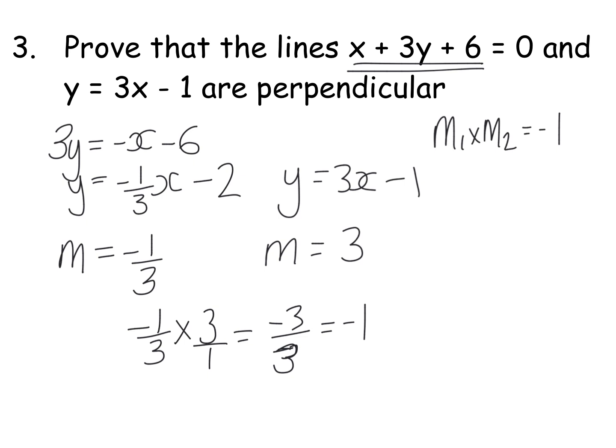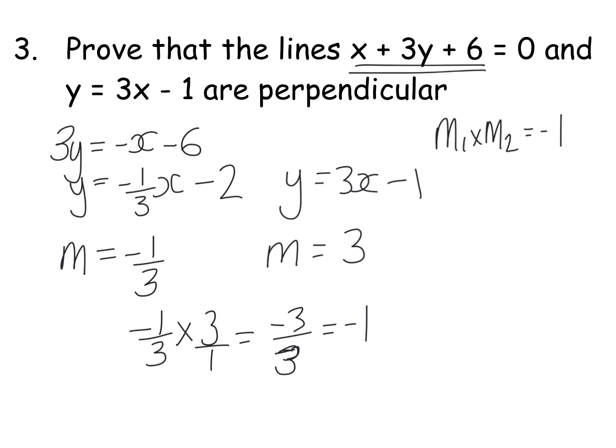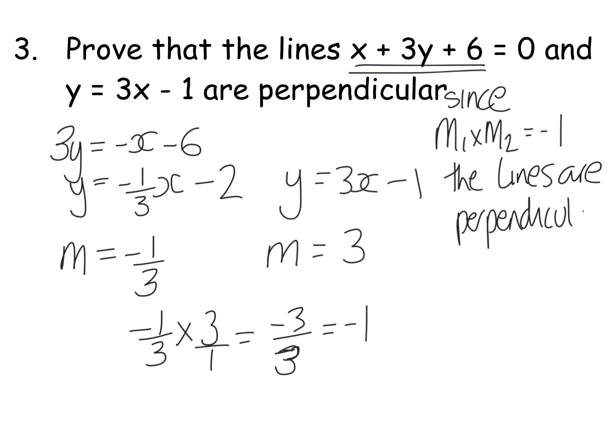Now the bit is the proof, right? So we have to write since. I'm just going to steal this from up here actually, this wee bit of writing. So I'm going to write since gradient 1 times gradient 2 equals -1, the lines are perpendicular. Save me writing that out again. And that is a little proof statement that you have to write at the end.